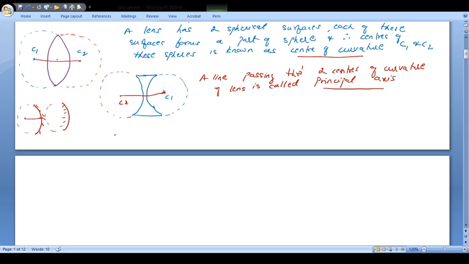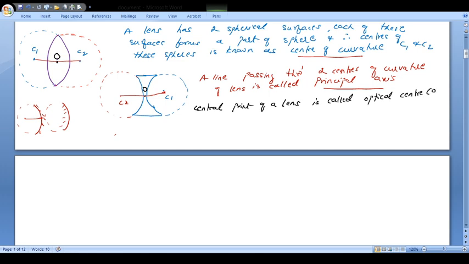Now, if you look at the lens, this center part of the lens is denoted by the letter O, and this O is known as the optical center. So the central point of a lens is called the optical center.